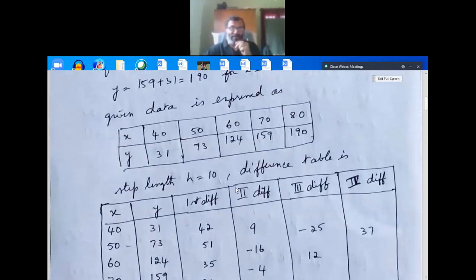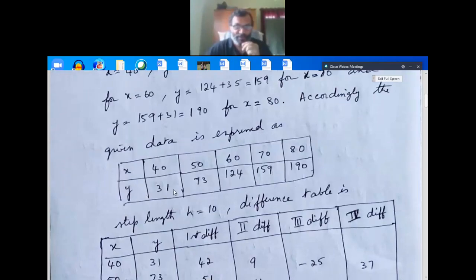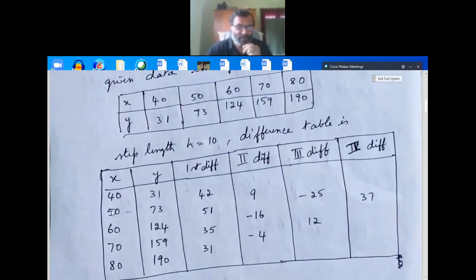So the step length here is 40 to 50, 50 to 60, 60 to 70, 70 to 80. Very clearly the step length h is 10. Step length h is 10, and we have to do the difference table now. So x values we write 40, 50, 60, 70, 80. Y is 31, 73, 124, 159, 190.